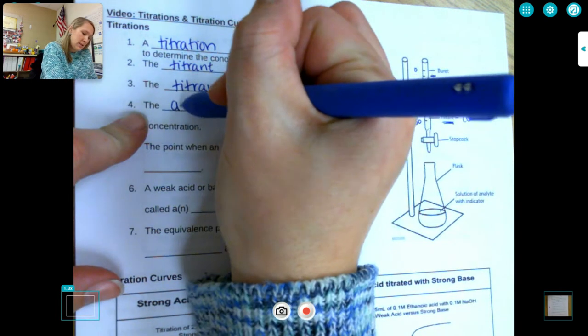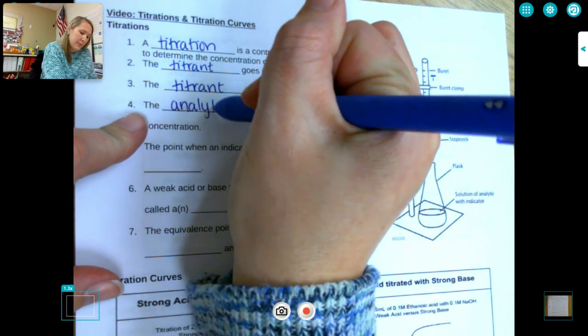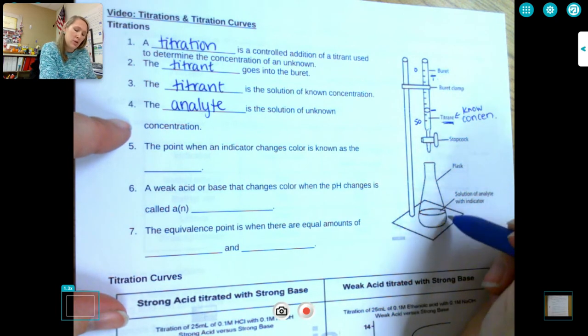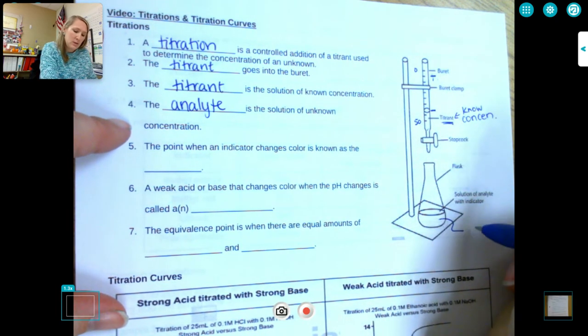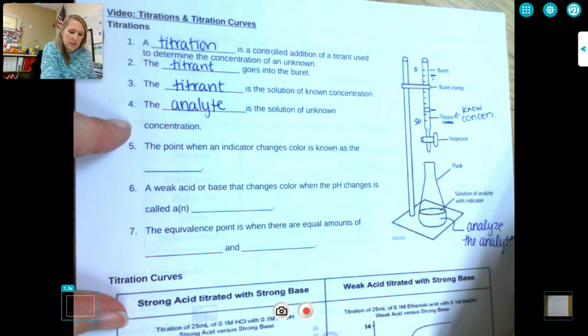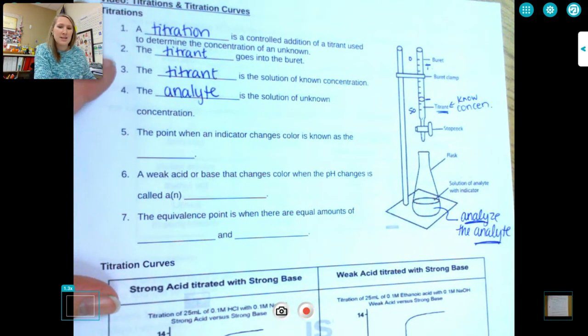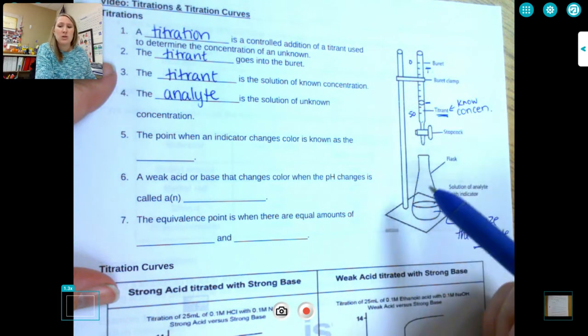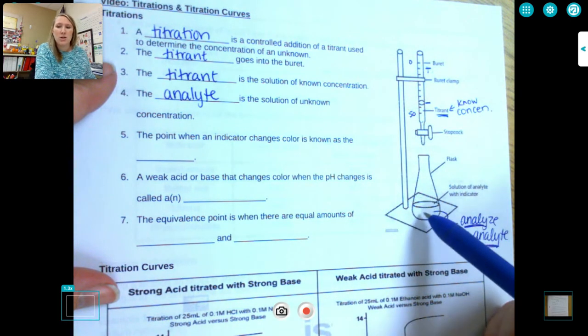And the analyte is the solution of unknown concentration. Our analyte goes in our Erlenmeyer flask, and this is what we are analyzing. We analyze the analyte because it's an unknown concentration. So we use our titrant to help us determine the concentration of our unknown solution, which is our analyte.